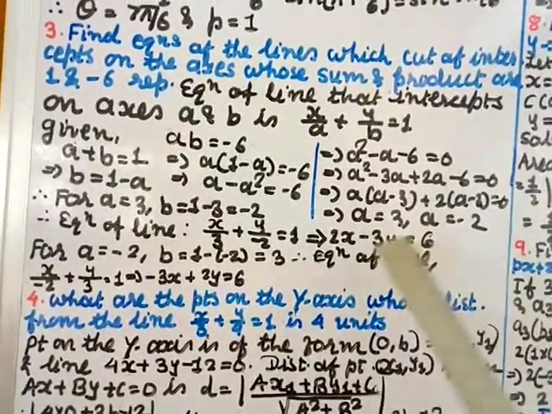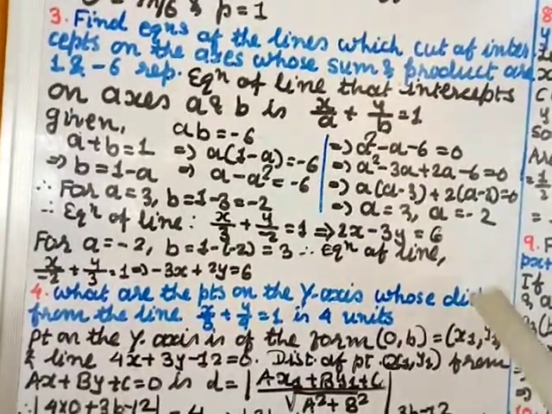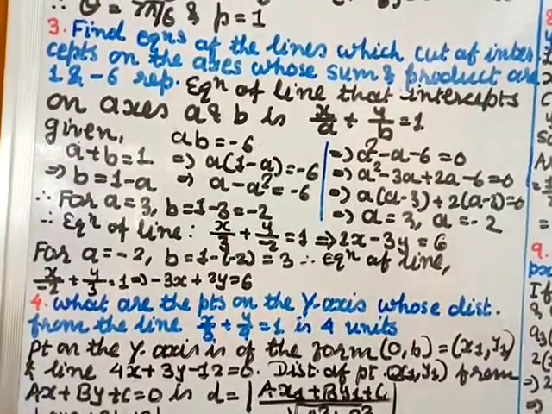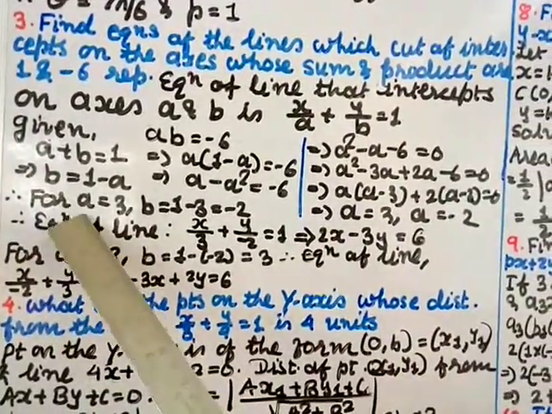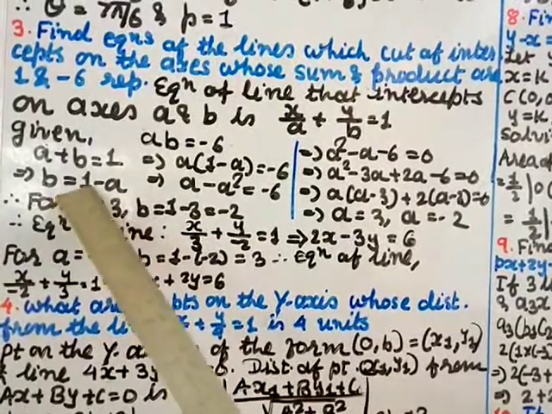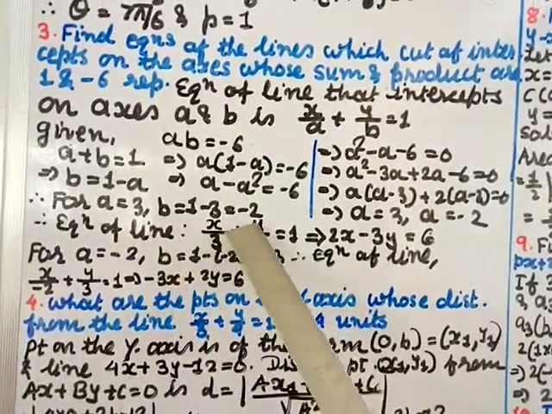So now we'll check, when A equals 3, the value of B, and write the equation of the line. Then for A equals minus 2, find the value of B and write the equation of the line. So for A equals 3, the B value will be put here. A value is 3, so 1 minus 3 equals minus 2. So A is 3, B is minus 2.